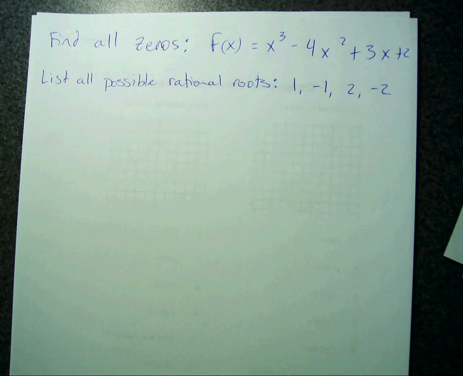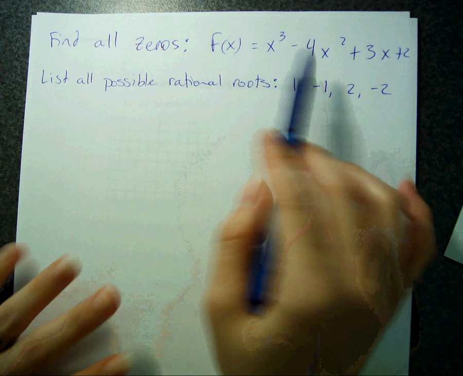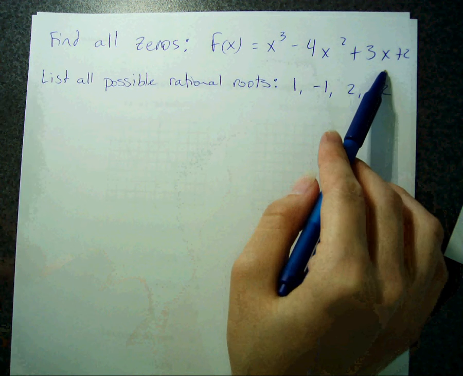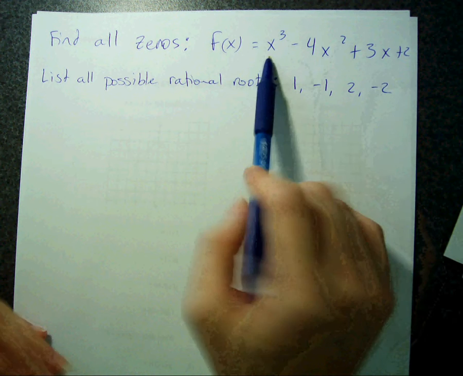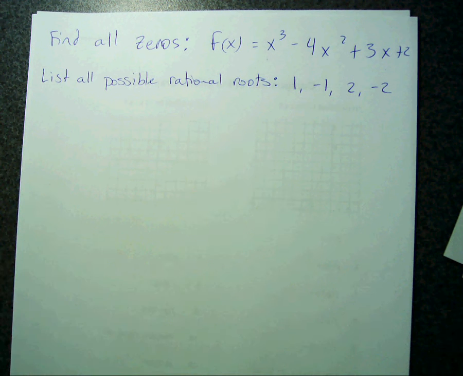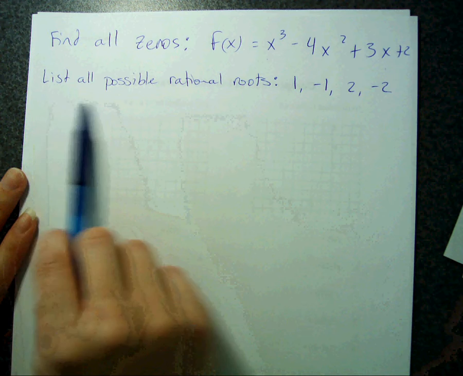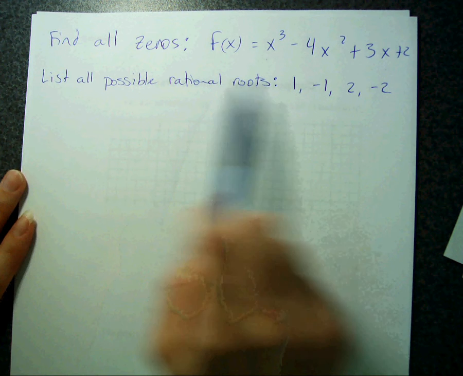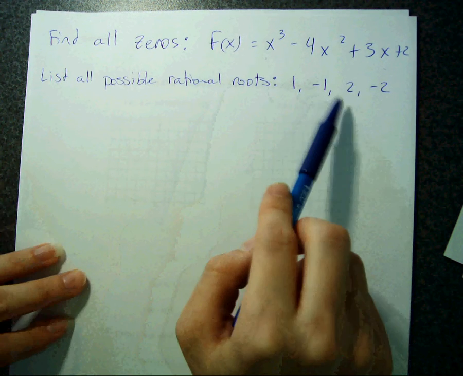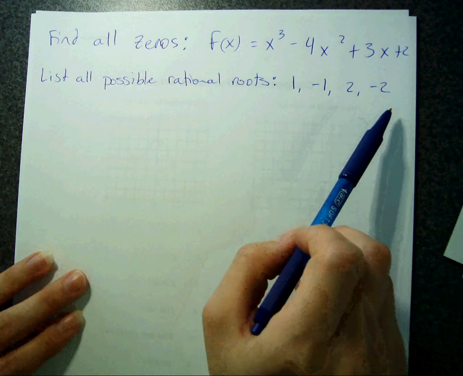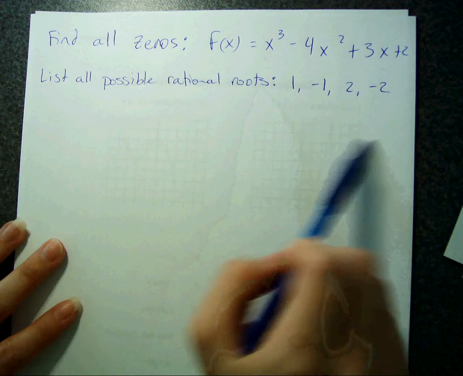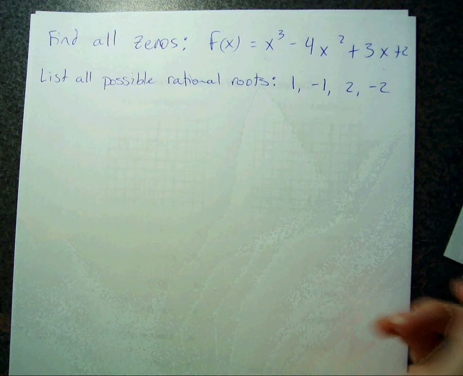Alright, so we're wanting to find all the zeros of f of x equals x cubed minus 4x squared plus 3x plus 2. It's a cubic that I can't group, so I want to try to break it down to a quadratic in order to factor it or use quadratic formula. So we start off by listing all of the possible rational roots, and it could be positive 1, negative 1, positive 2, or negative 2. So I'm going to divide using synthetic division until I find one that works.